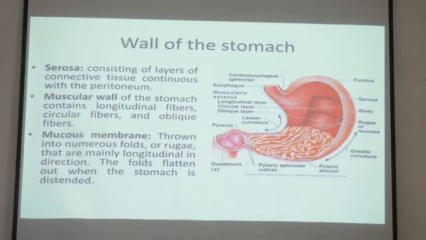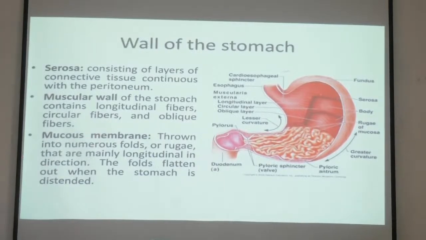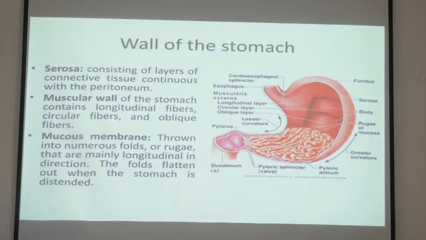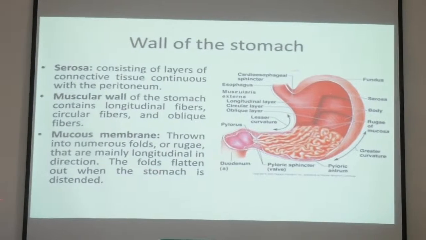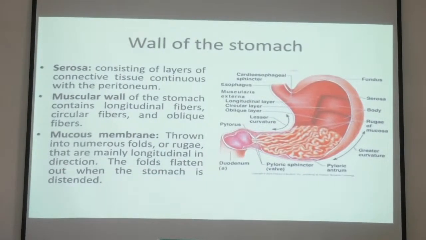Then the mucous membrane. The mucous membrane is thrown into numerous folds or rugae. So these are the rugae or numerous folds, and they are mainly longitudinal in direction. Okay. In case of ulcer formation or any cancer of the stomach, these folds disappear in the region where the ulcer or cancerous tissue is present. Okay. So that's why these folds are important, and the folds flatten out when the stomach is distended.